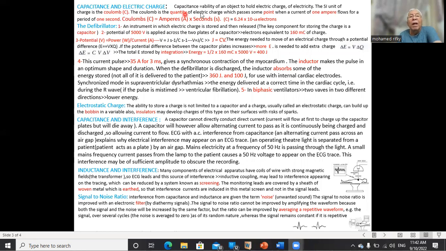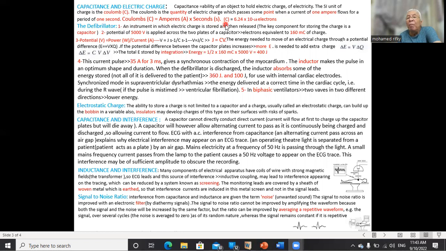Capacitance is the ability of an object to hold electrical charge. The international system unit of it is the coulomb. The coulomb is the quantity of electric charge which passes some point when a current of 1 ampere flows for a period of 1 second. This is the definition of the coulomb. So it is ampere times second.